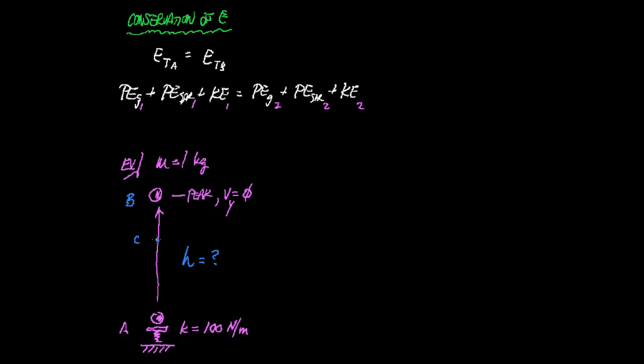Alright, so how do we solve this? Well, we're using energy, so what we do is say all the energy we have at A has to go into all the energy we have at B. We don't have any non-conservative forces here, meaning friction. We're ignoring air resistance. There's nothing that's going to lose energy or leak energy. So what we have at the beginning has to be at the top.